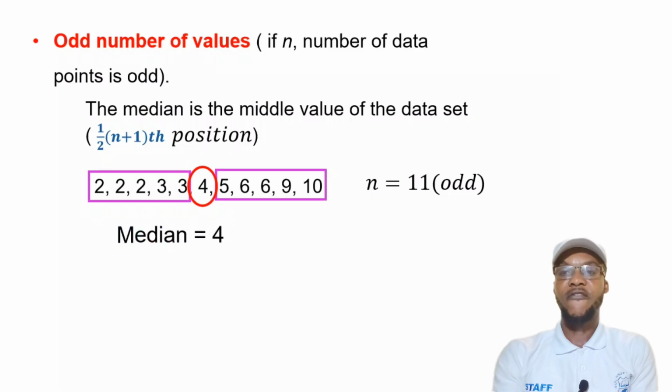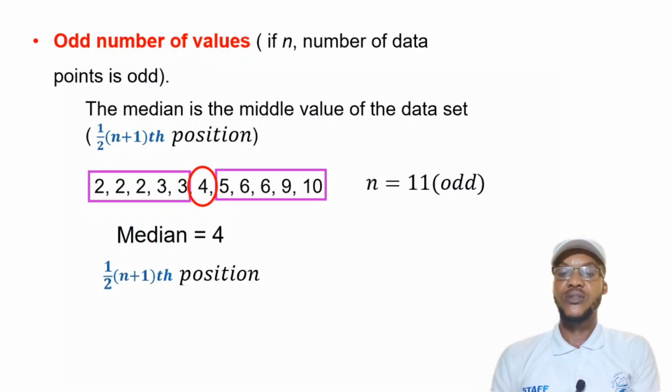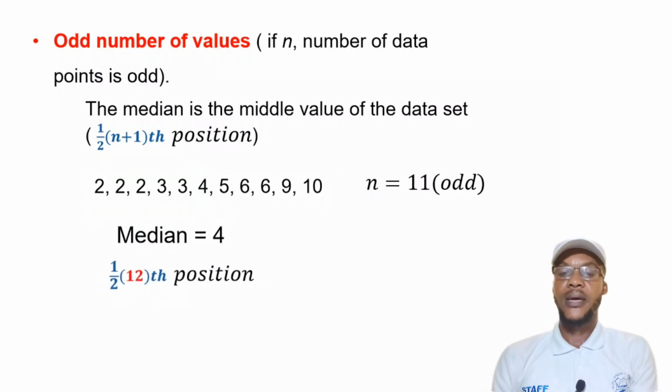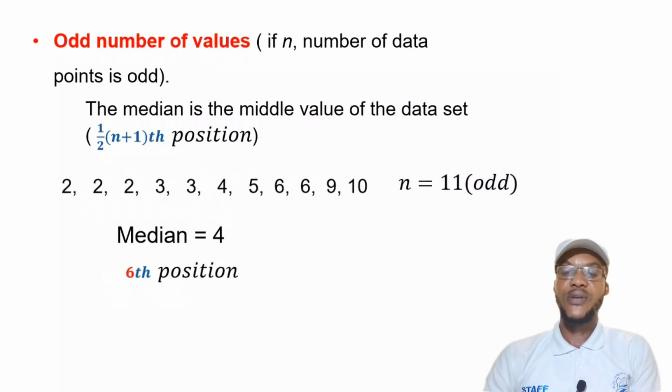So let's use the nth position also to see if we get the same result. For the nth position, we know that our n is 11. So we just substitute the 11 and then add 1, making 12. Then we multiply by half, or we divide by 2, and then we get 6. So it means that for this one we have the sixth position. Now, when you get the 6, it doesn't mean the 6 is our answer. The 6 is not the median. The 6 is only telling you the position of that particular number we are looking for.